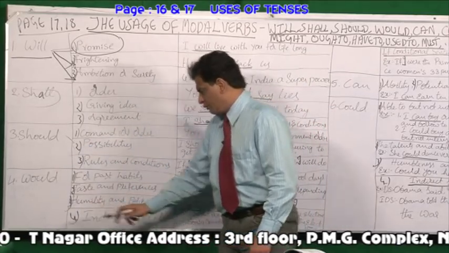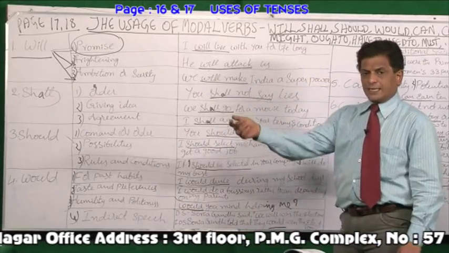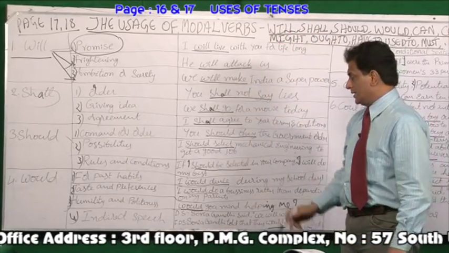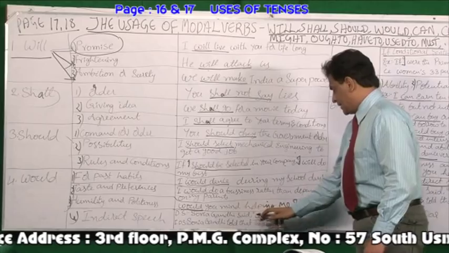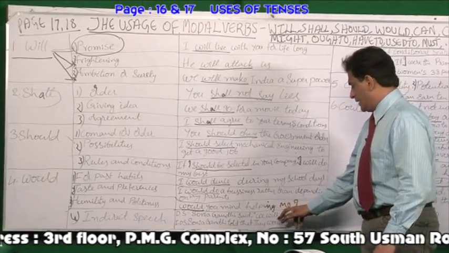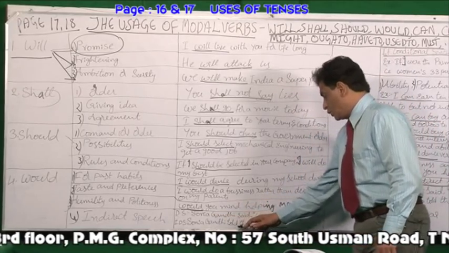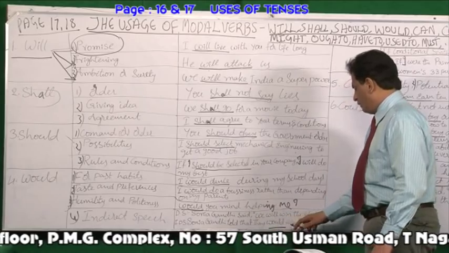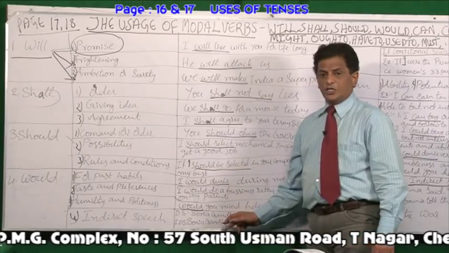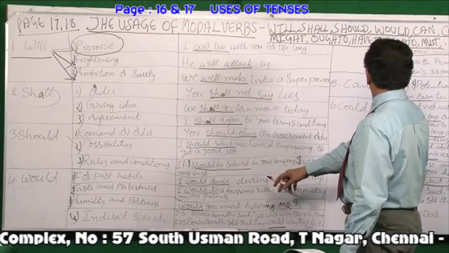And would is used in the fourth place. This is indirect speech. Direct speech, you speak directly. Indirect speech, somebody goes and says what you have told. Sonia Gandhi said, we will win in the election. What is the indirect speech? Sonia Gandhi told that they would win in the election. Somebody goes and says what Sonia Gandhi said, then will is changed into would.